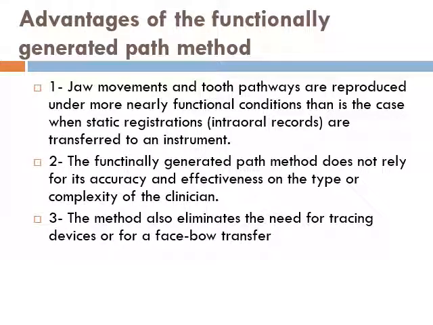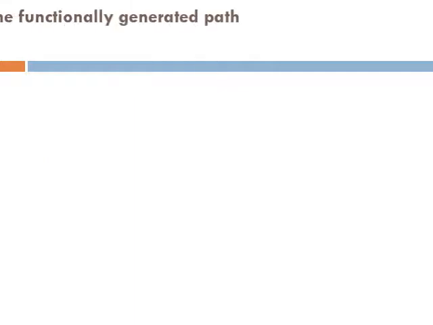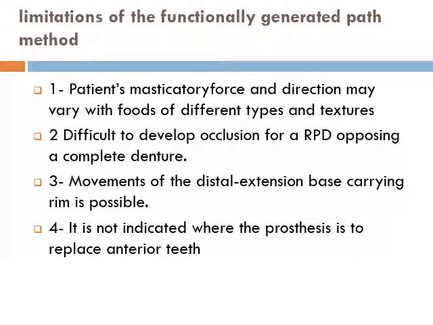Advantages of the functionally generated path method: jaw movement and tooth pathway are reproduced under more nearly functional conditions than is the case when static registration intraoral records are transferred to an instrument. The functionally generated method doesn't rely for its accuracy and effectiveness on the type or complexity of the occlusion. The method also eliminates the need for a tracing device or for face-bow transfer. This is covered in the single denture topic, which you will take next year, God willing: the functionally generated pathway technique, the technique of the registration record in the single opposing denture of Class 1 distal extension removable.